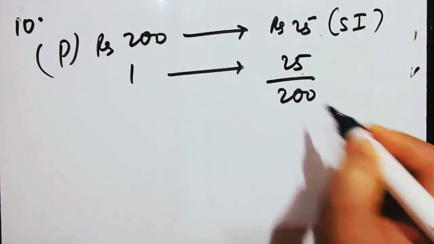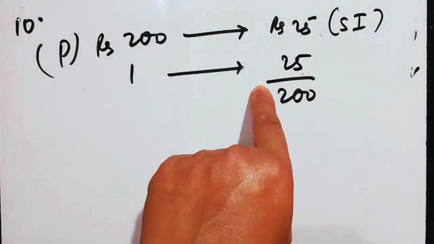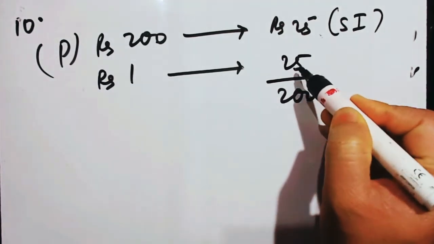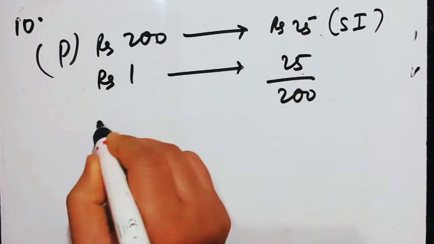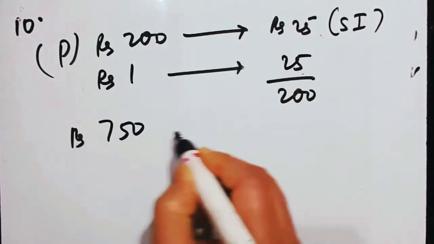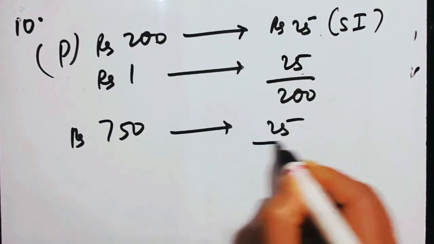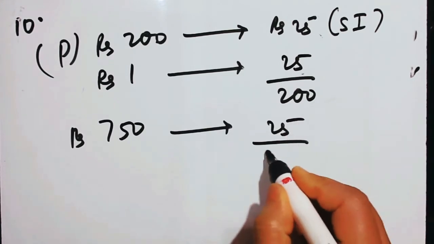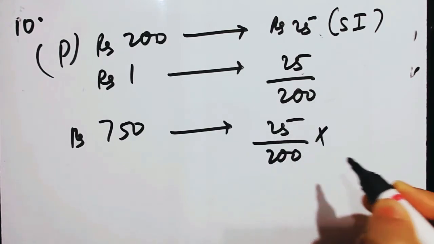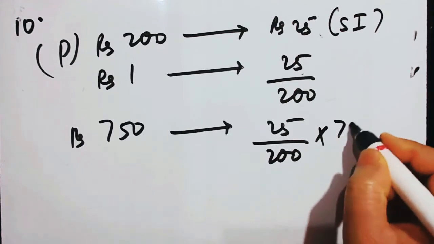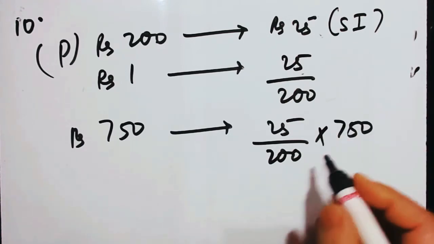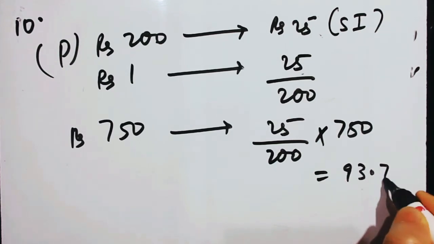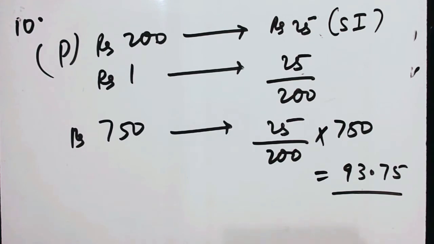25 by 200. Please do not cancel here. Okay. Now, for rupees 1, the interest calculated was this much. For rupees 750, if the amount is more, what will happen? The interest will be more. Simple: 25 into 200, and when you want the value for more, we multiply by 750. Please cancel it, okay, and you will get a value of 93.75 after you solve it.